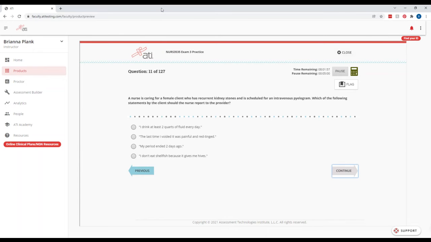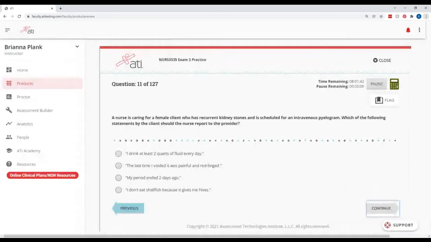I don't know if I can zoom in because this is my window. Ooh, maybe I can. Does that help?